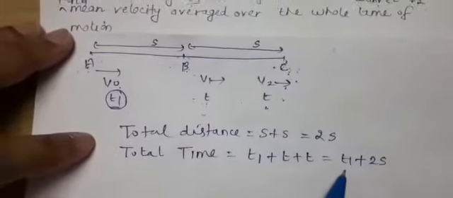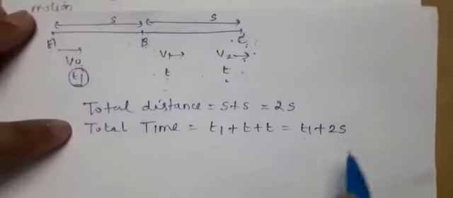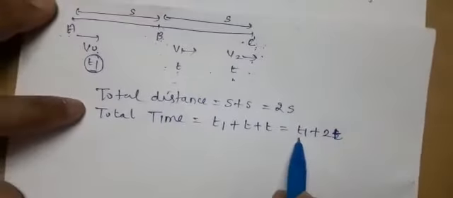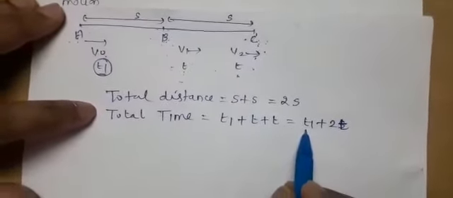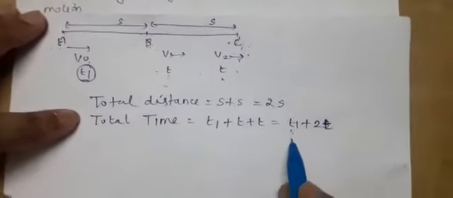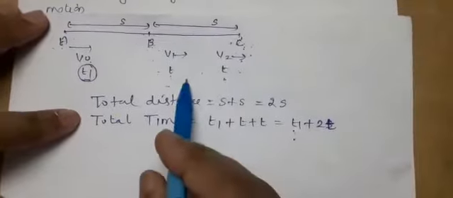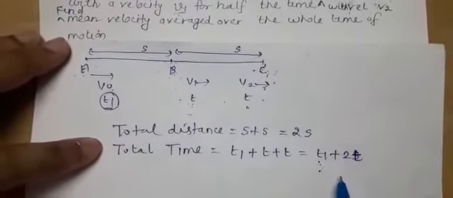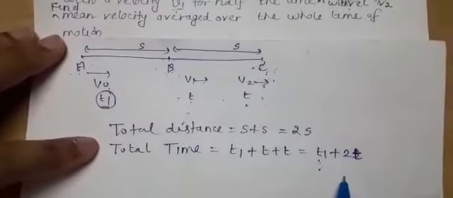So the total time is t1 plus 2t, but as per the statement you have to find average velocity for the entire motion. So you have to convert this in terms of the given velocities, because v1, v2, v0 are the given parameters, instead of t1 and t.